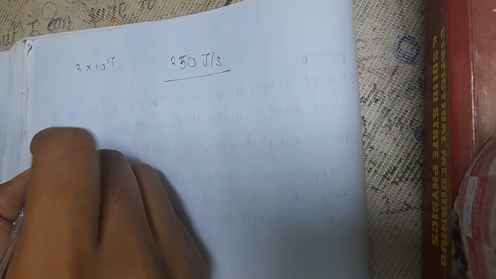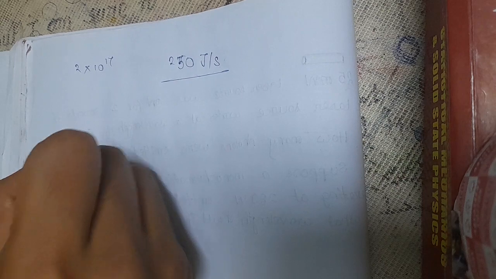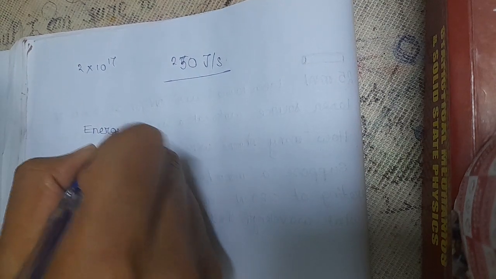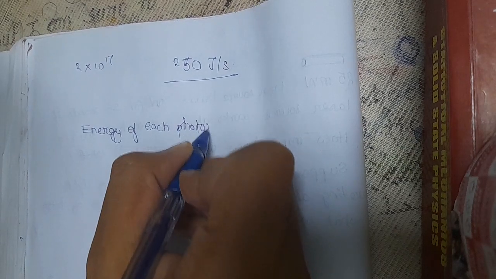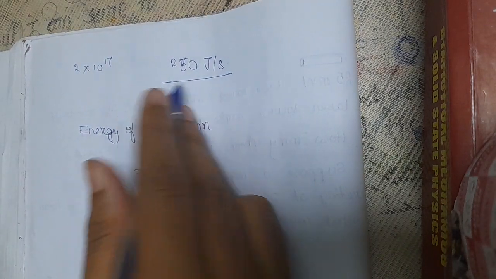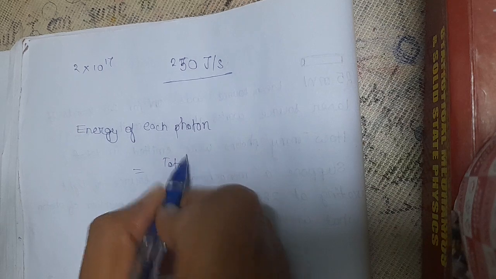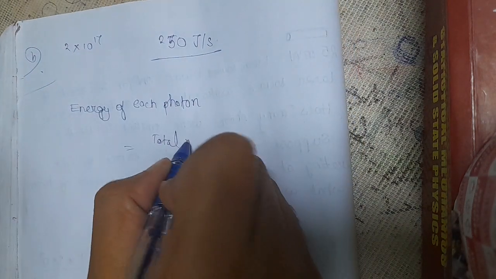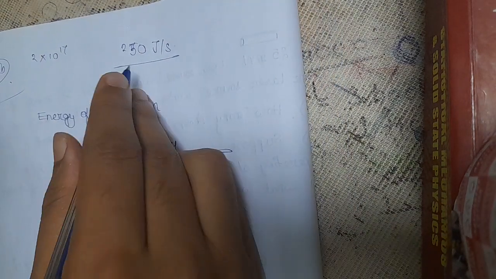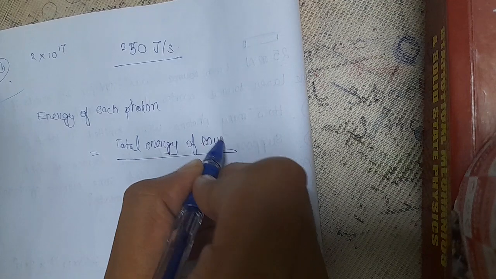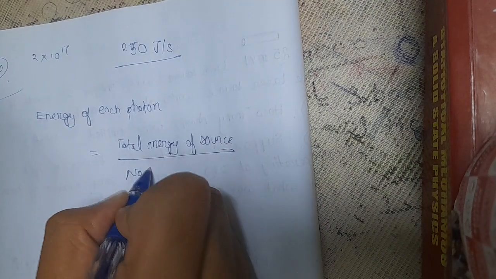You can write watt like this also. So, energy of each photon, total is the B part. Okay. Total energy divided by total energy of source divided by number of photons.